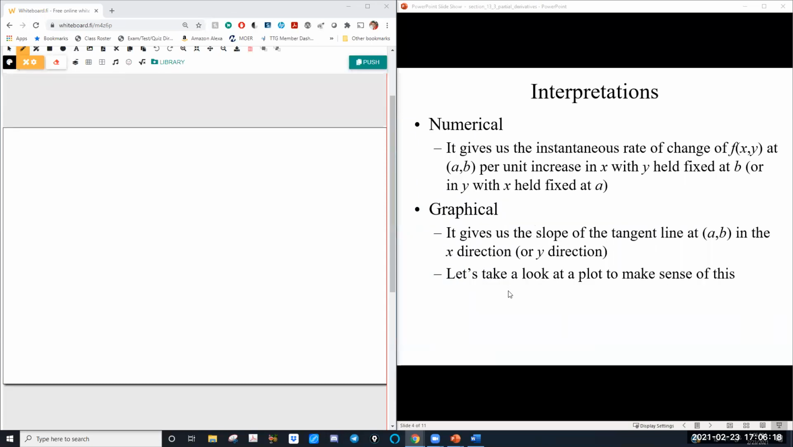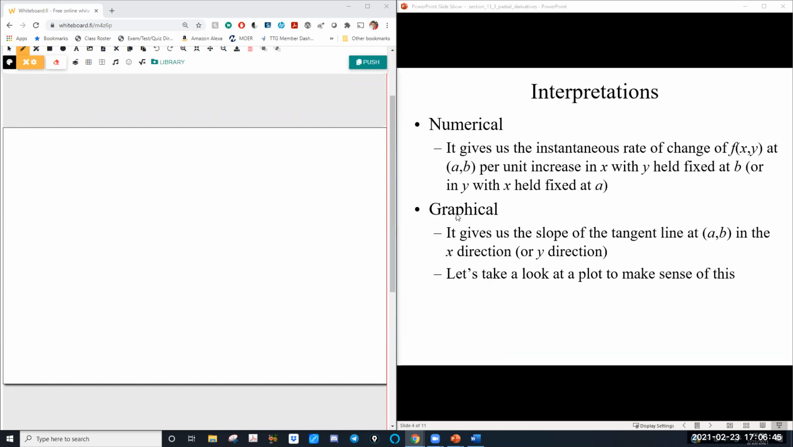Now here's our two main interpretations. We have a numerical interpretation, which is that instantaneous rate of change at the point AB, which means what happens with our function per unit increase in x with y held fixed, or vice versa. The change in y, if we're looking at f sub y, with x held fixed.